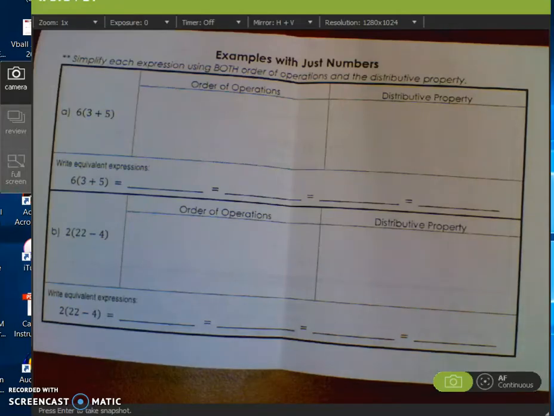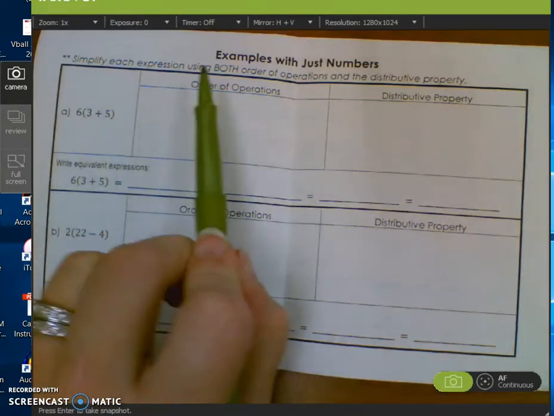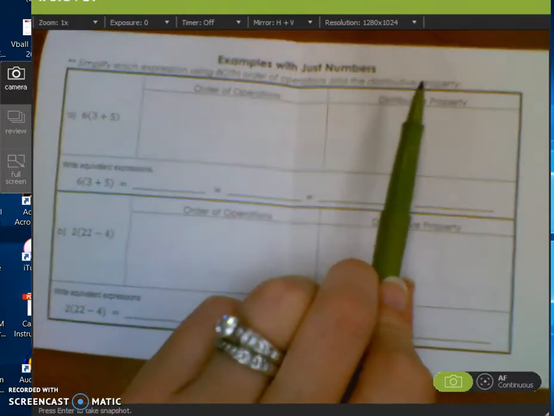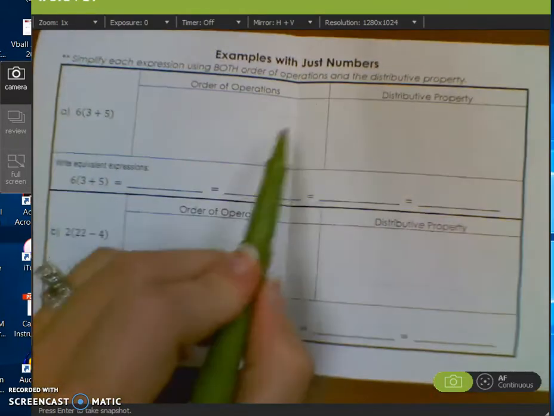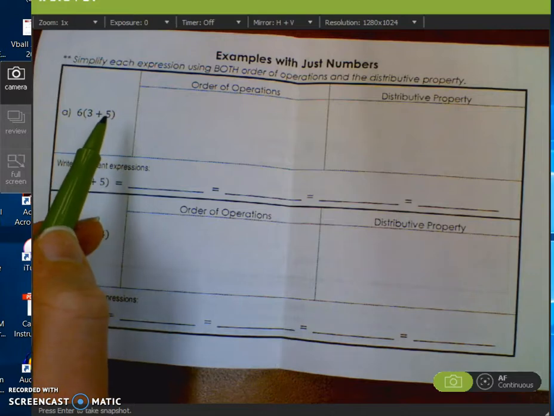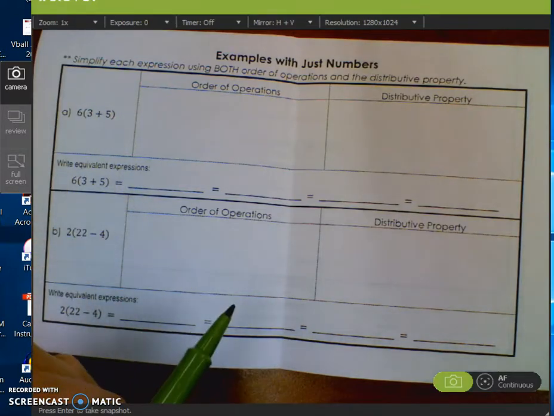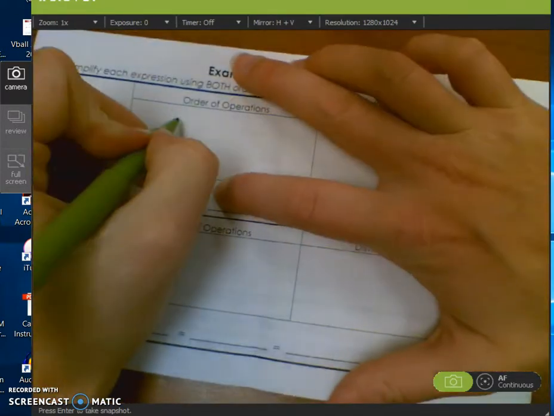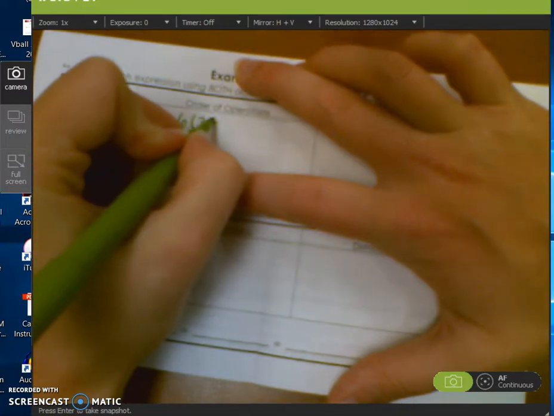Okay, so now we're going to talk about some examples with just numbers. It asks us to simplify each expression using both order of operations and the distributive property. Over here we're going to use order of operations for 6 times the quantity, 3 plus 5. That's how we read the parentheses, the quantity of. So we've got 6 times the quantity, 3 plus 5.